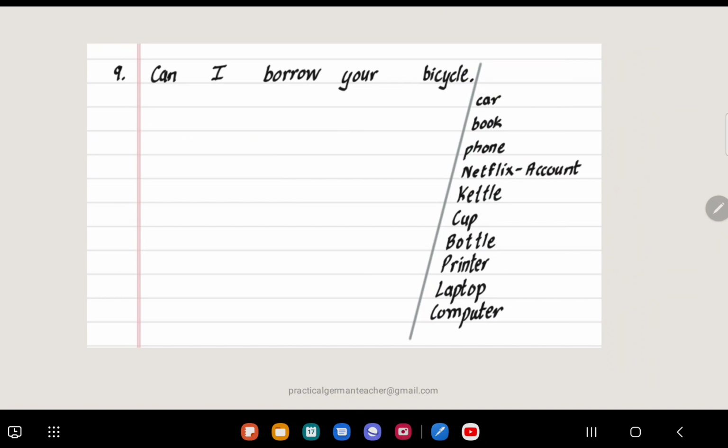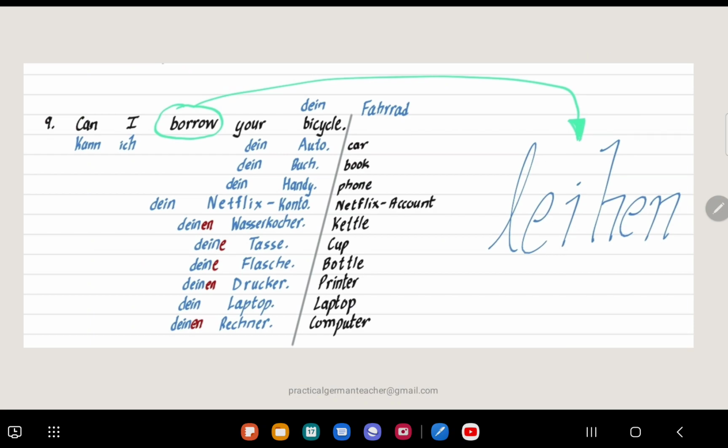Then the reason I have this example is there are many reasons, but one reason is that let's see how you can use it. So one reason is that you know how to use a modal verb with a verb, and then you know how to use possessive article, right? Let's look at that. So you can say kann ich object, and the other verb will be at the last position in its infinitive form, right? So kann ich. Then here you will have so Fahrrad is das Fahrrad, so dein Fahrrad. Auto is das Auto, so dein Auto. Wasserkocher, that is kettle, so it will be deinen because it is masculine.